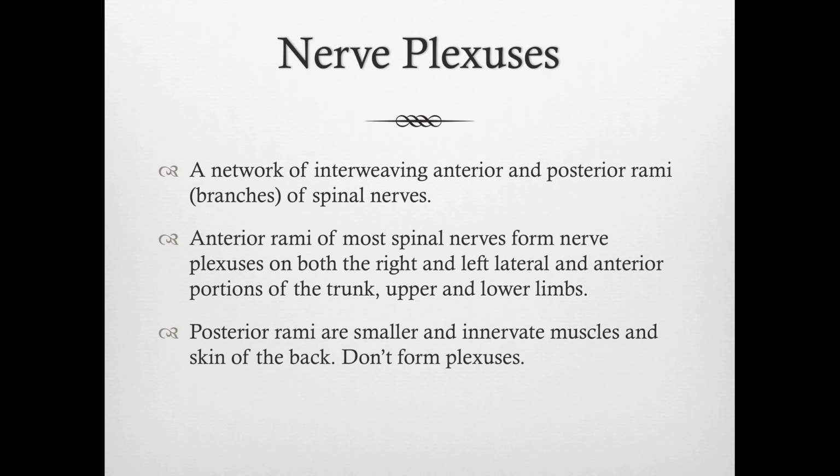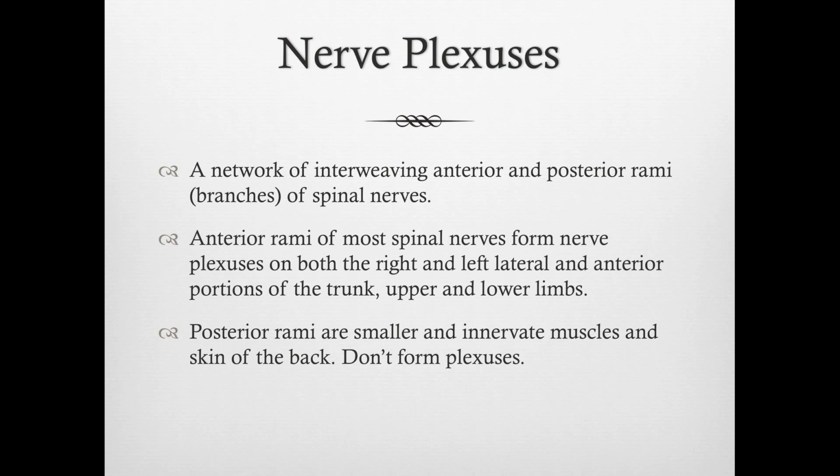And that branching network that we see is called a nerve plexus. It's a network of interweaving anterior and posterior branches, often referred to as rami, of spinal nerves. The anterior rami, which again we're going to see some relatively complicated anterior rami, because the spinal cord is located in the posterior portion of the body, so it's got more surface area to cover on the anterior side. So the anterior rami, the anterior branch, are going to be much larger, right? And they're going to form nerve plexuses both on the left and right side of the body, as well as the anterior portions of the trunk, upper and lower limbs as well.